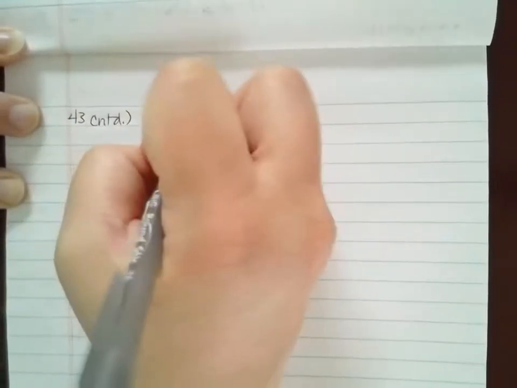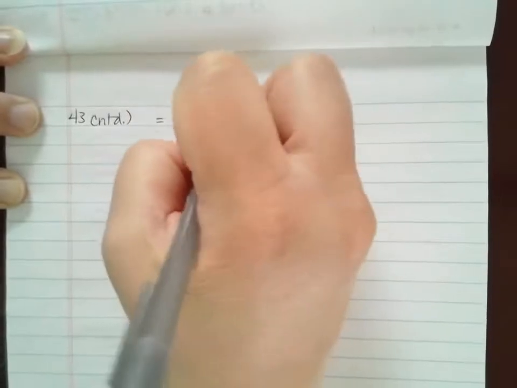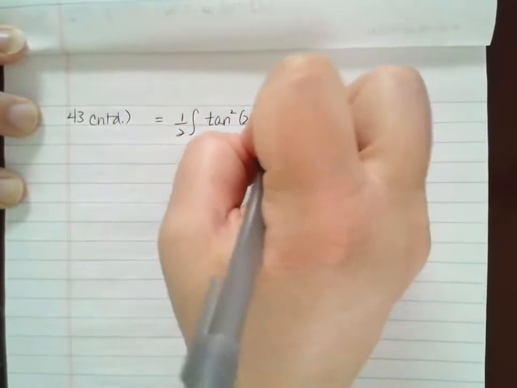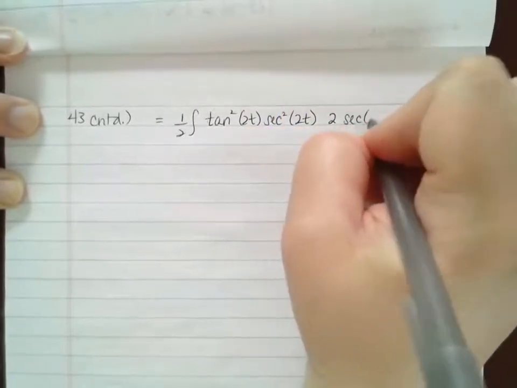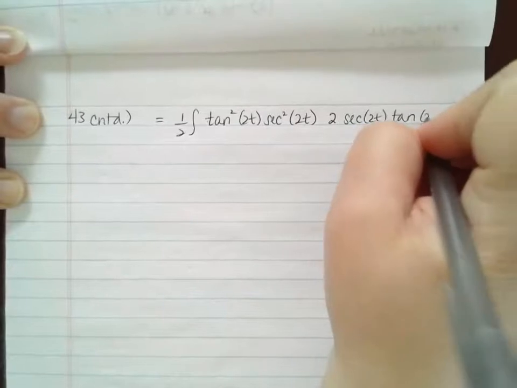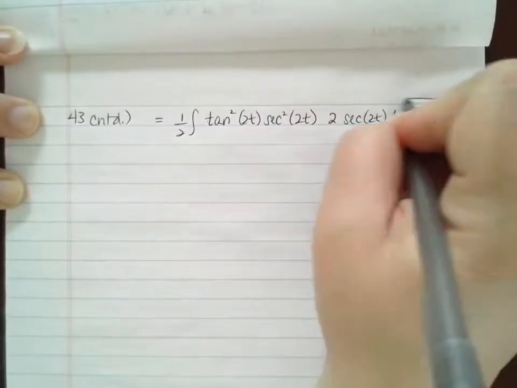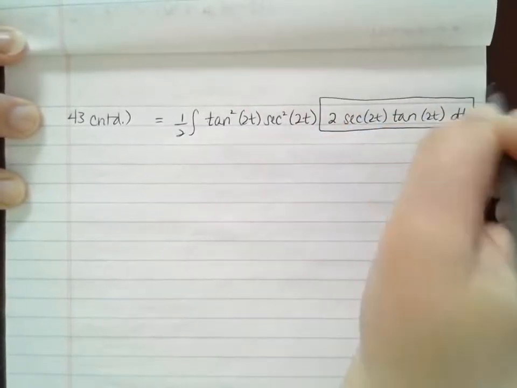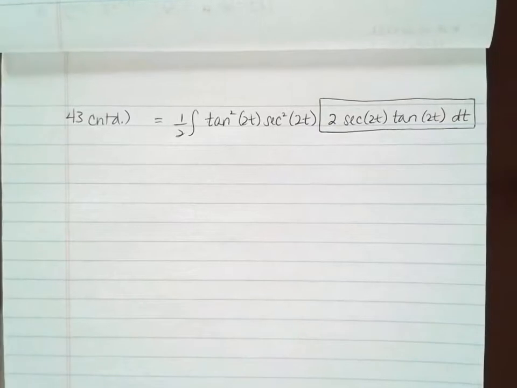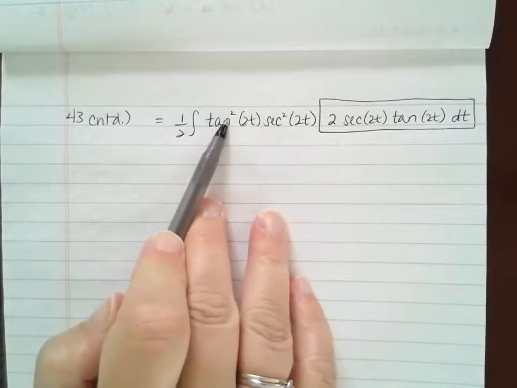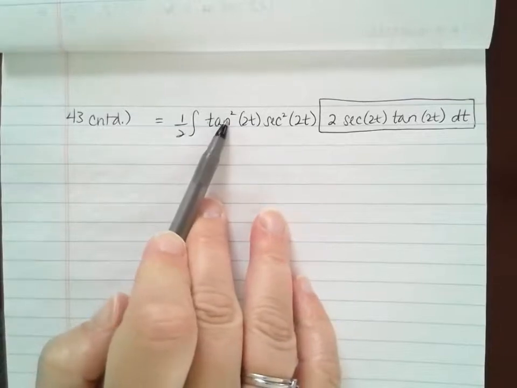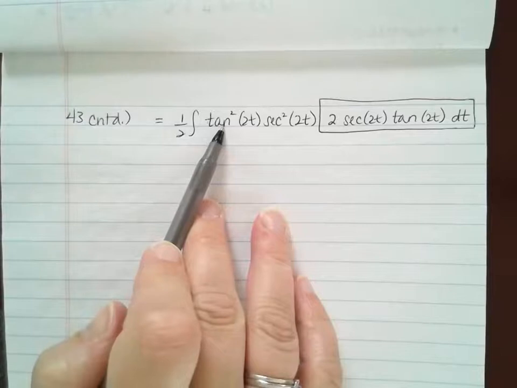This is 43. I just said that I had a 1/2 on the outside. I've got tan squared. I've got secant squared. And then I've saved now a 2 secant 2t tan 2t dt. And that's all part of the derivative. But secant tan is the derivative of secant. These are fine, these are not. So what can I do to get rid of tan and make it appear to be a secant?